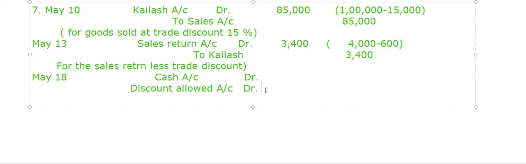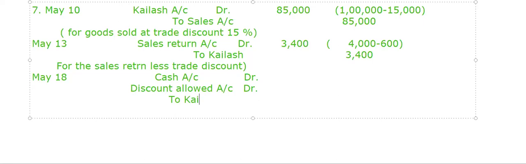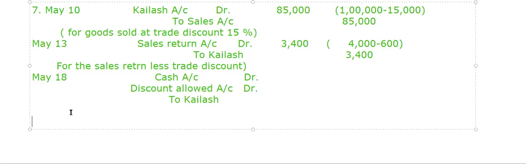To whom has the transaction taken place? Kailash. Kailash is the giver. Debit the receiver, credit the giver. So Kailash account is to be credited over here. Now the question arises how the amount is to be calculated. It can be made very clear with the help of a working note.